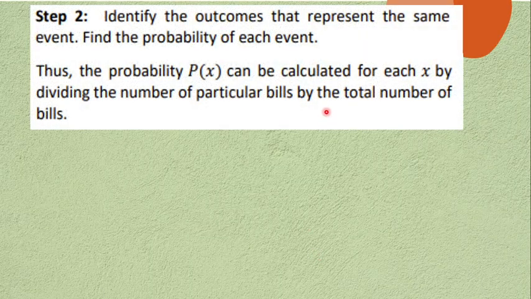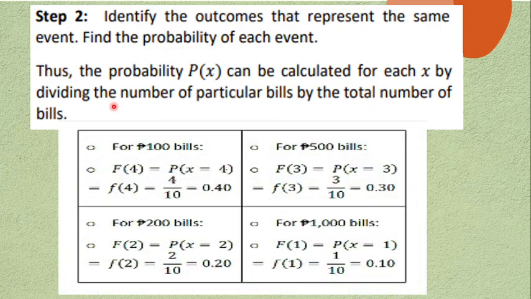Next step is we're going to identify the outcomes that represent the same event. So, we're going to find the probability of each event. We have here the 100 bills. It is stated here that the probability P of X can be calculated for each X by dividing the number of particular bills by the total number of bills. So, meaning, sa 100 bills natin, kasi ilan ba yung 100 natin? We have 4 pieces, right?